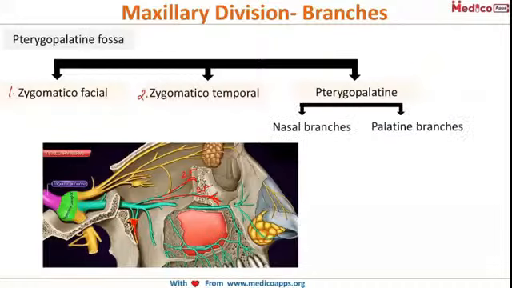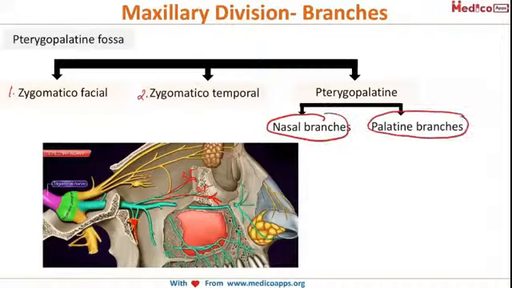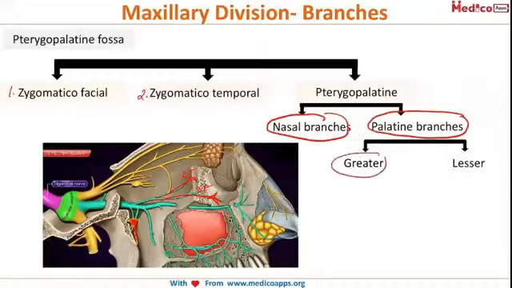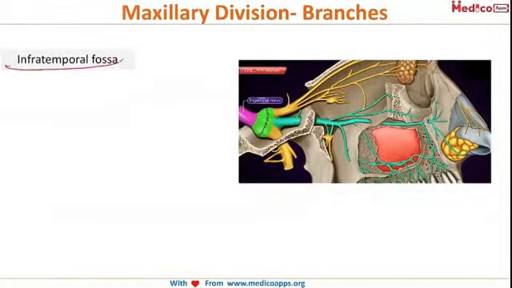The branches through the pterygopalatine ganglion are nasal branches and palatine branches. The palatine branches are of two types: the greater palatine and the lesser palatine. The greater palatine supplies the posterior part of the palate, and the lesser palatine supplies the anterior part of the palate. After that it reaches the infratemporal fossa.